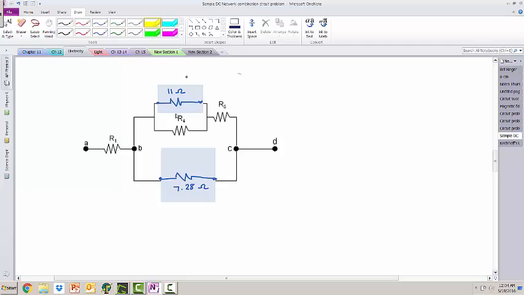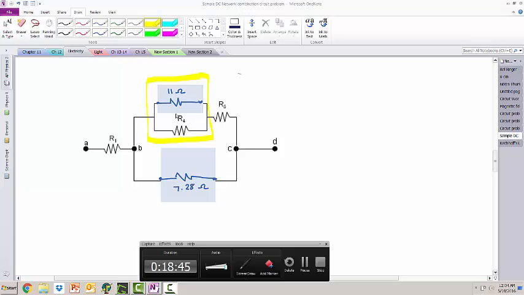What am I going to do next? Well, now I want to take this whole parallel branch. What am I going to do next? Well, now I want to take this parallel circuit right here, these two branches, and replace them with one resistor. So I need to find the equivalent resistance of that boxed in area.